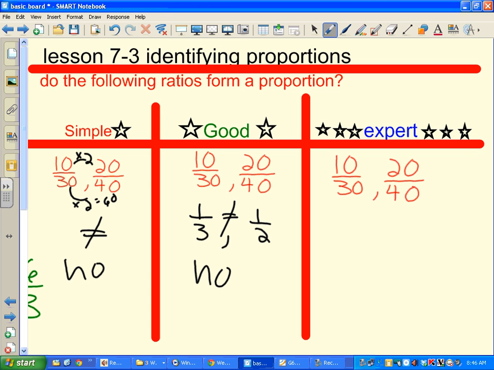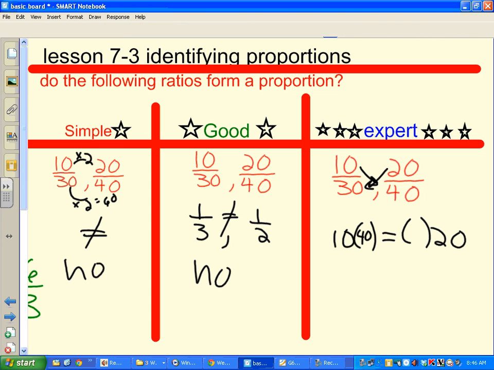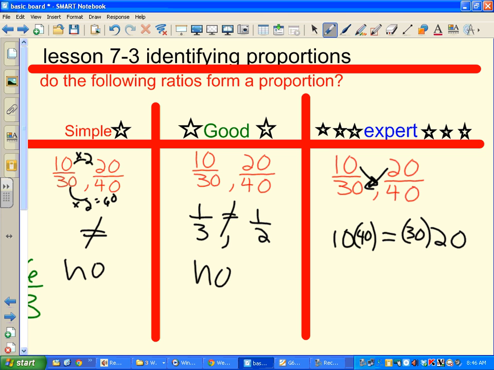Now, let's see about the expert way. I take my numerators and I put them down. I have 10 on one side, 20 on the other. Okay, 10 I'm going to multiply by what is across from it, which is 40. And 20 I'm going to multiply by what is across from it, which is 30. Okay, so when I do 10 times 40, I get 400, because 1 times 4 plus those 2 zeros. And 30 times 20 ends up being 600. 400 and 600 are not equal, so the answer for this one is no.